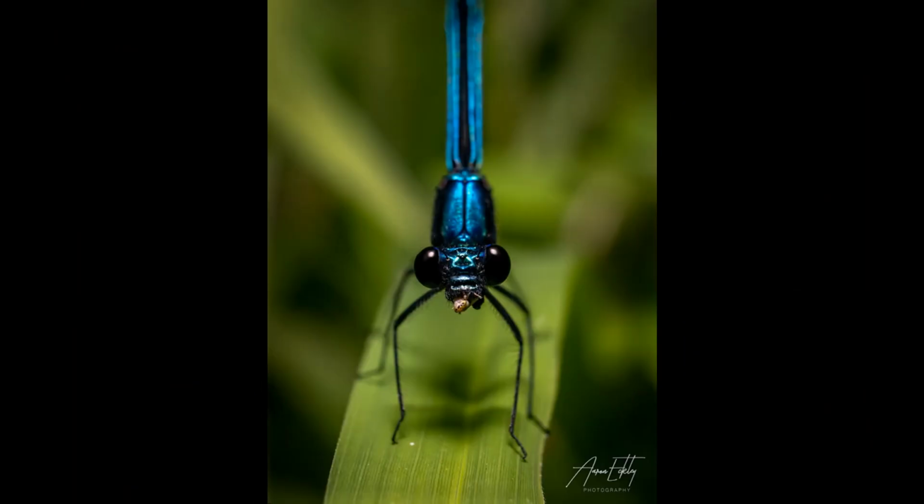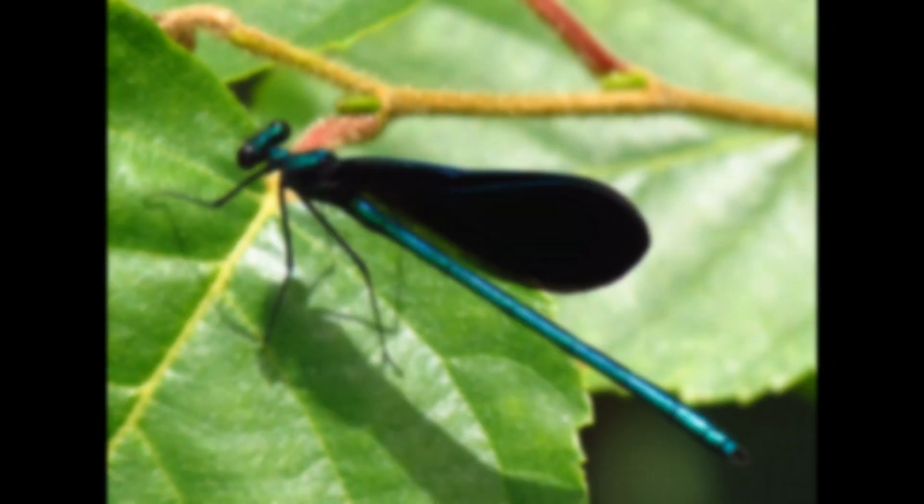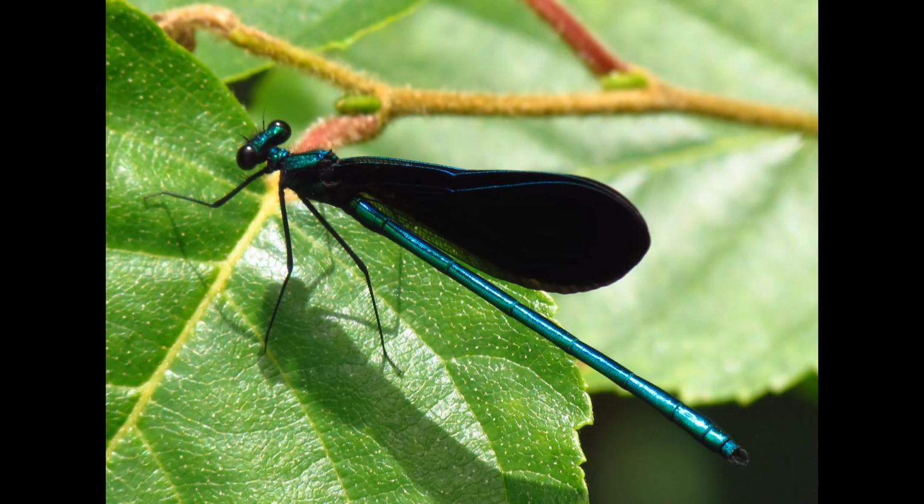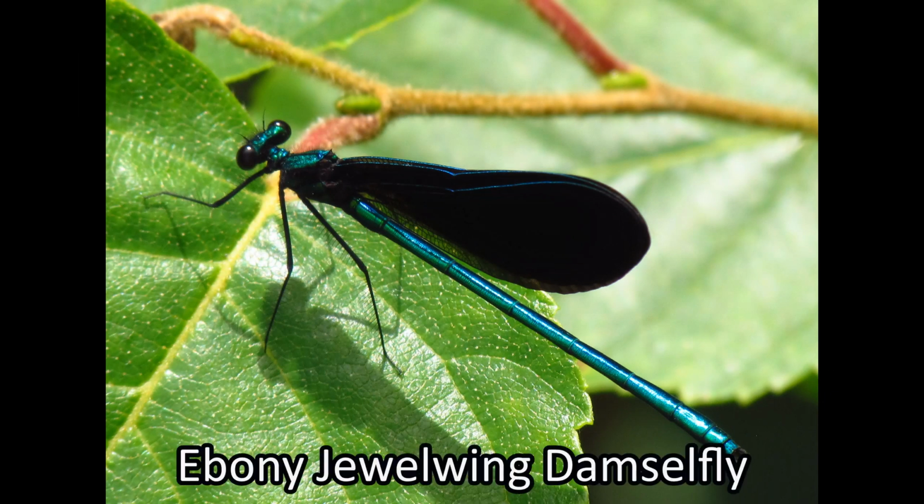This smaller and slender insect is not a dragonfly, but a relative to them. It gets its name from its beautiful black wings. It is an ebony jewelwing.